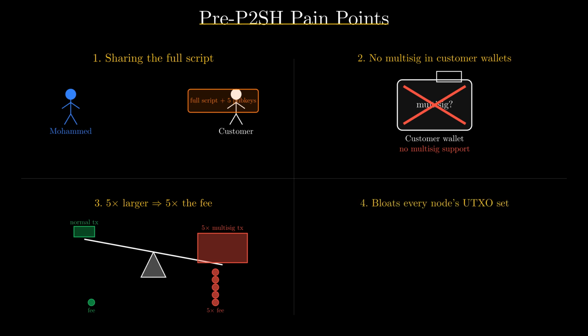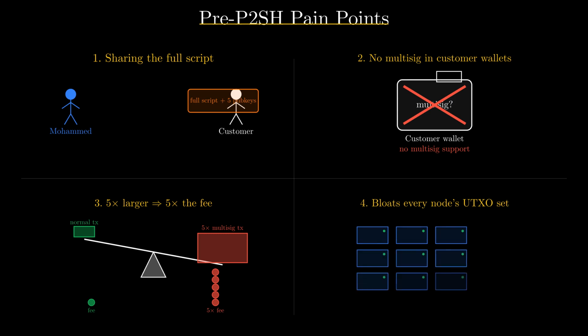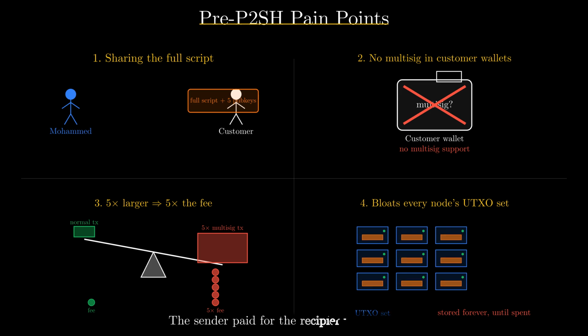Fourth, and the worst for the network, that bloated script sat in every full node's UTXO set, the database of unspent outputs, until Mohammed eventually spent the coins. Thousands of nodes storing the same fat script indefinitely. The sender bore the cost of complexity that belonged to the recipient. The system was backwards. Now imagine compressing all of that into a single 20-byte fingerprint.